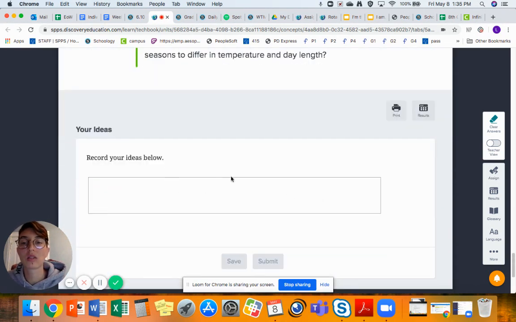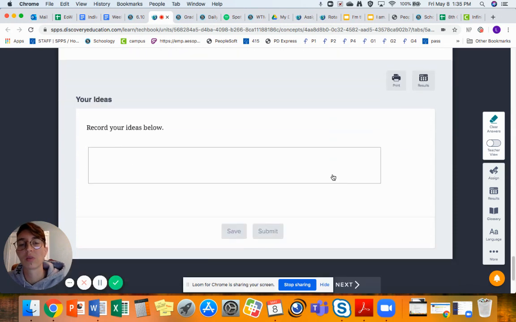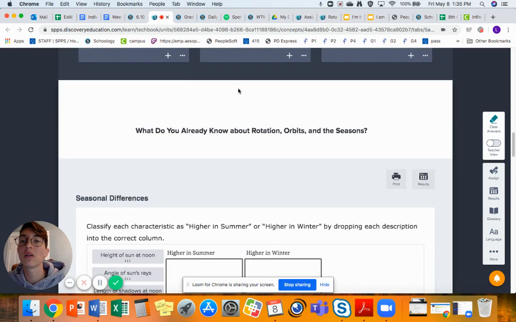And then your ideas here, this is just kind of like a brainstorm. Why does the angle at which the sun's rays hit the Earth change during the year? And how does this cause the seasons to differ in temperature and day length? Don't worry about like fully answering this. This is just to get your ideas right now, kind of like a pretest. So once you submit all that, then you're done with this one.